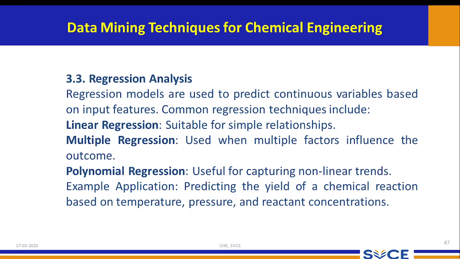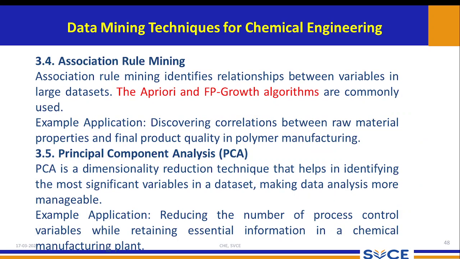So we need to go for a multiple regression and a polynomial regression. So it's quadratic or what you call power 3 or power 4, capturing a non-linear trend. For example, predicting the yield of a chemical reaction based on temperature, pressure, and reactant concentration.